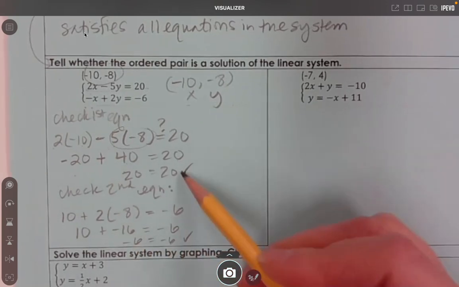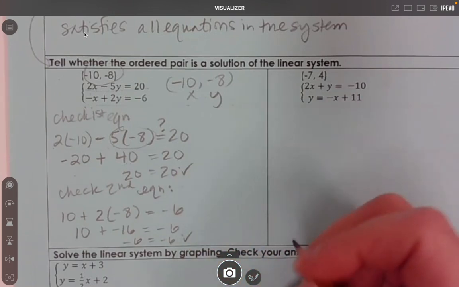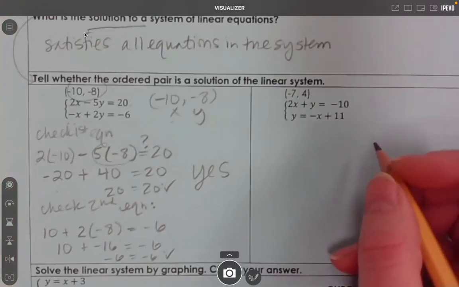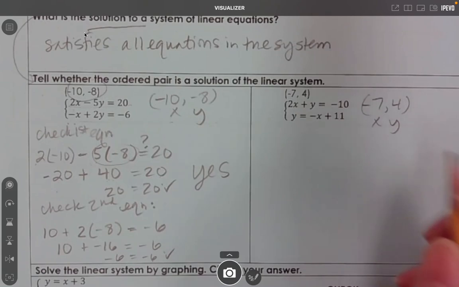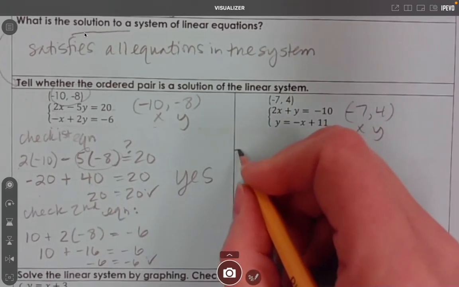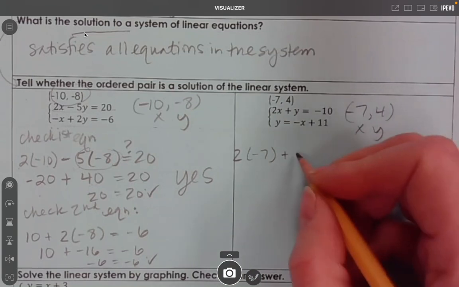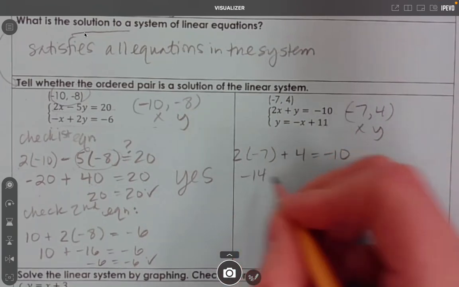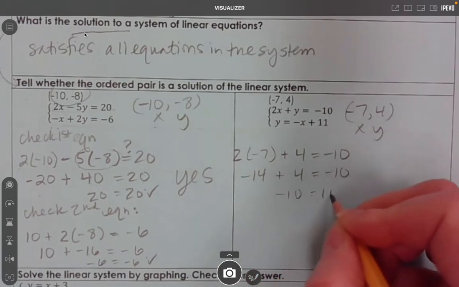So because it's a solution to the first equation and the second one, it is a solution to the system. So we're going to write yes. So now let's try the second one. It's negative 7, 4. That's my xy. So 2 times the x is a negative 7 plus the y is a 4. Does that equal negative 10? Negative 14 plus 4. This one seems to work also.